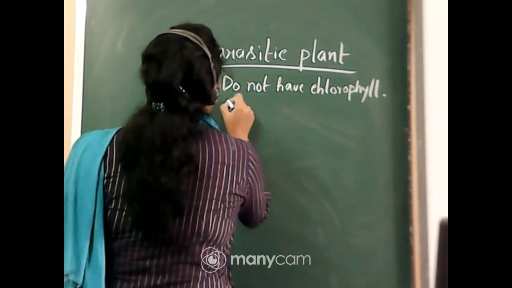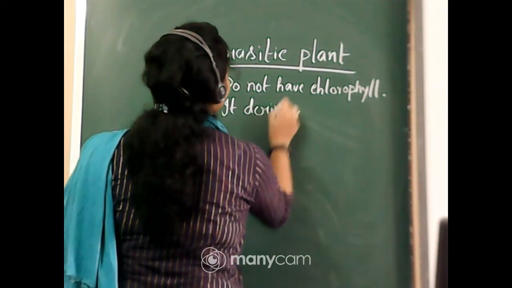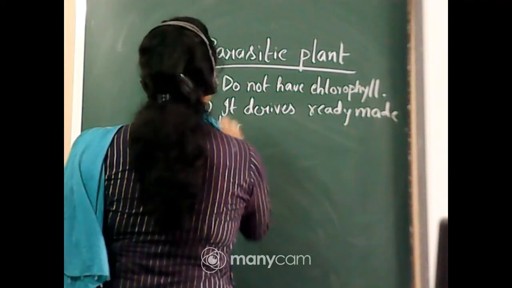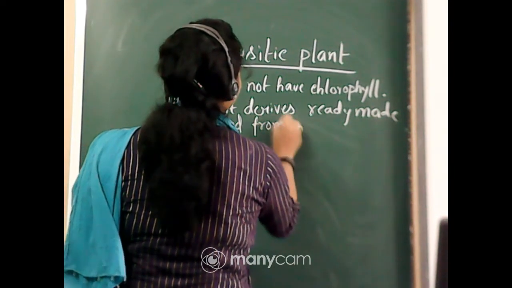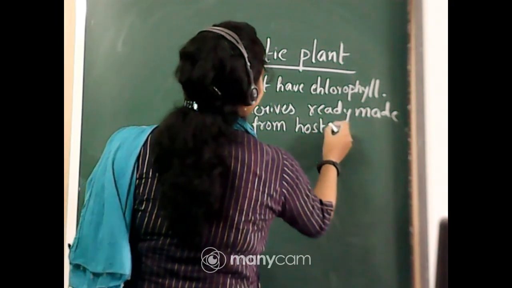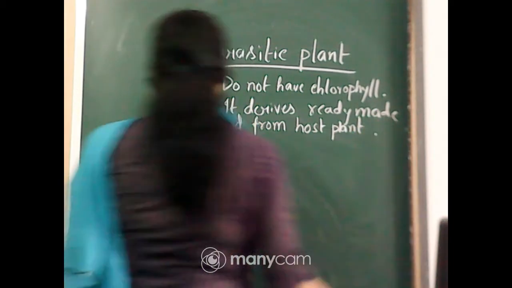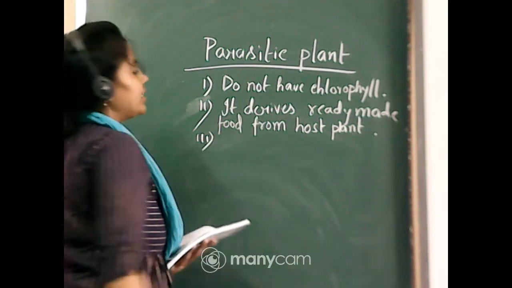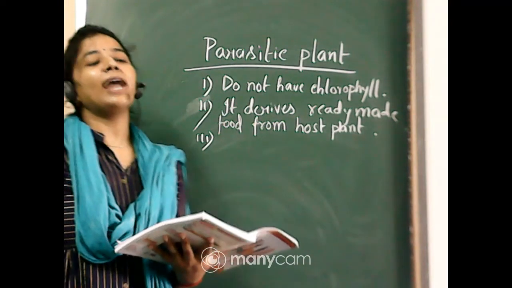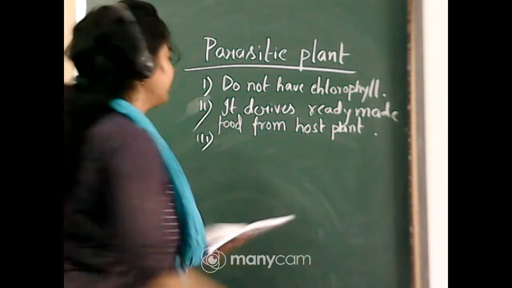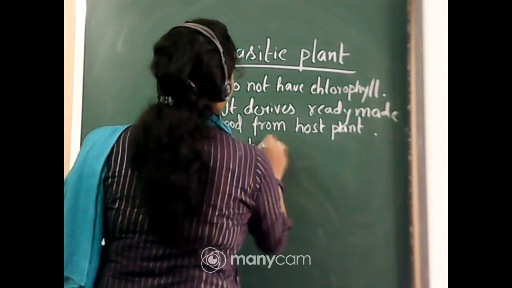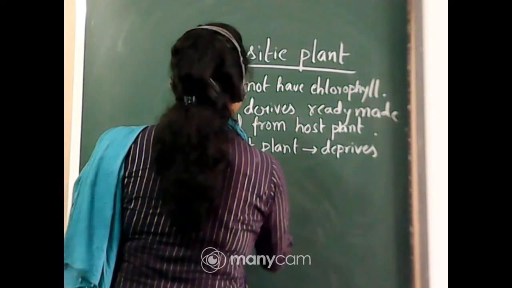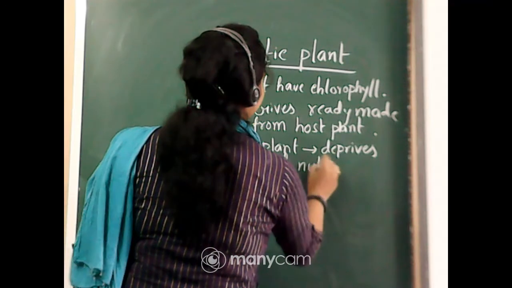Next, it derives ready-made food from the host plant, which means where it is climbing. They derive nutrition from the host plants, and as they are deriving nutrition, they make that host plant deprived of essential nutrients, isn't it?